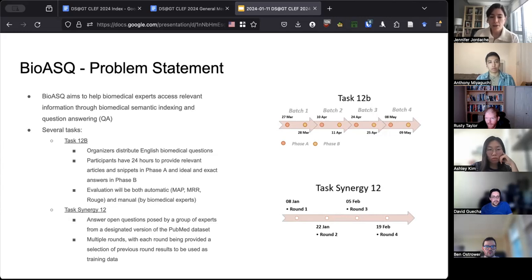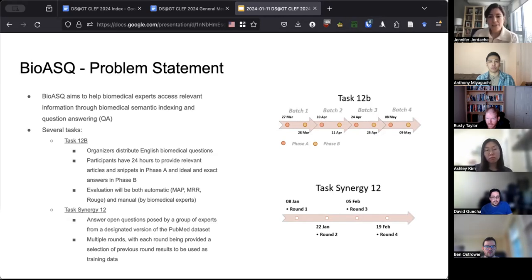And they'll be looking to have the teams respond with exact answers for fact-based questions like who was XYZ, as well as what they call ideal answers, which are more like paragraph size summaries. And these will be both in English. So that's task 12B. They also have a task called Task Synergy.